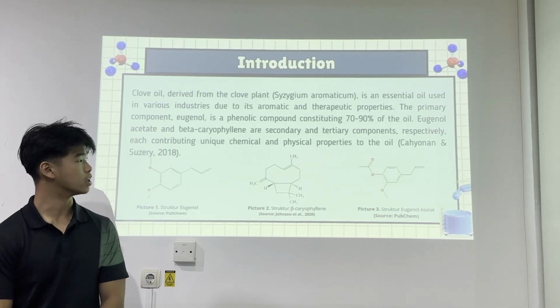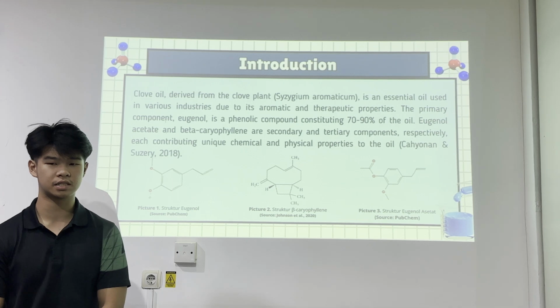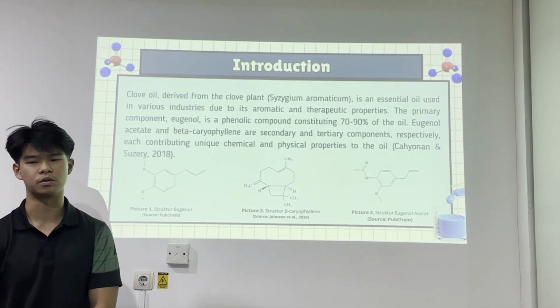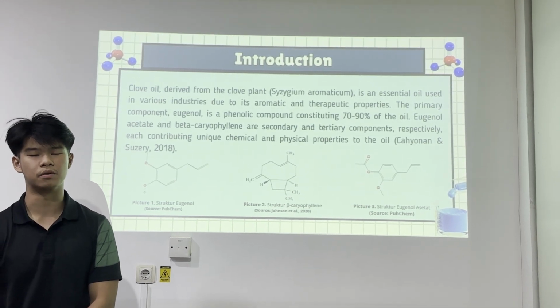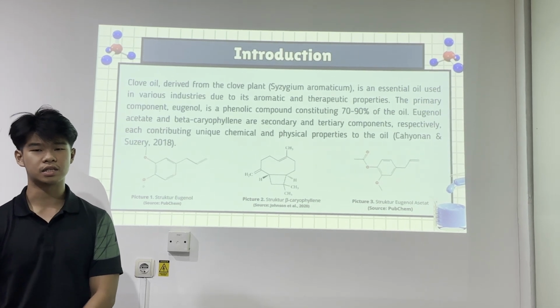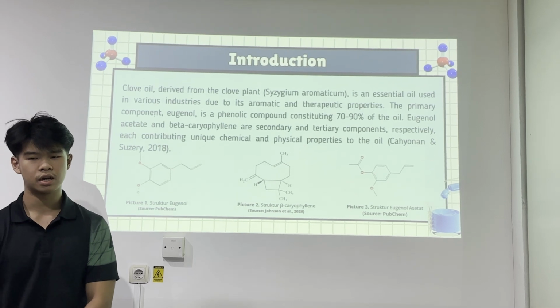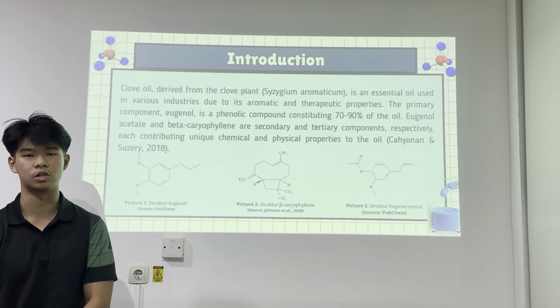Introduction. Clove oil, derived from the clove plant, Syzygium aromaticum, is an essential oil used in various industries due to its aromatic and therapeutic properties. The primary component, eugenol, is a phenolic compound constituting 70 to 90% of the oil. Eugenol acetate and beta-caryophyllene are secondary and tertiary components, respectively, each contributing unique chemical and physical properties to the oil.